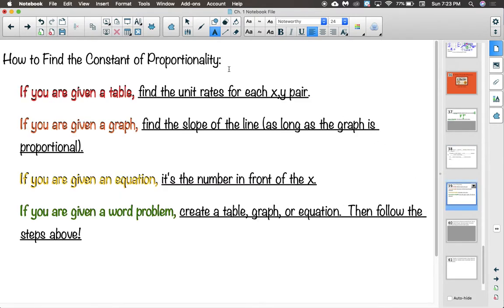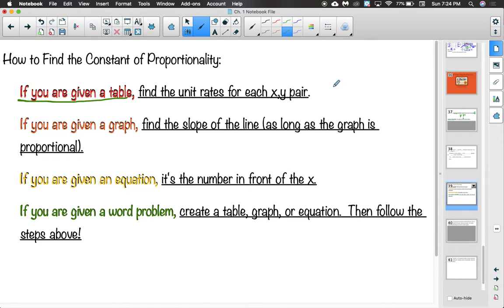Oh, I forgot I added this slide. There are a bunch of different ways to find the constant of proportionality, okay? And you may be asked to find the constant of proportionality for a variety of different problems, and here is my cheat sheet for that, okay? So my cheat sheet is, if you are given a table and asked to find the constant of proportionality, just find the unit rate of every xy pair.